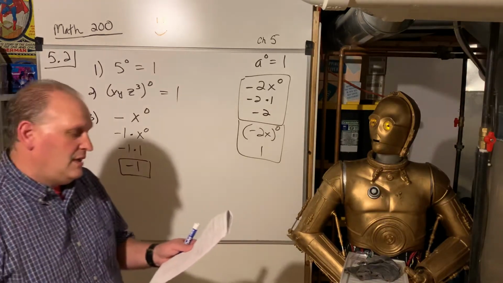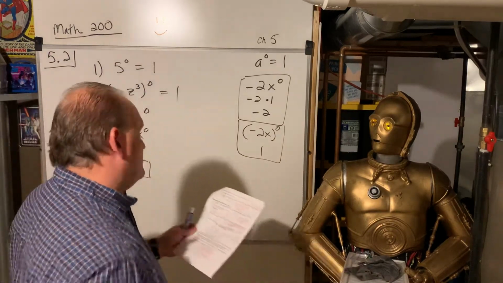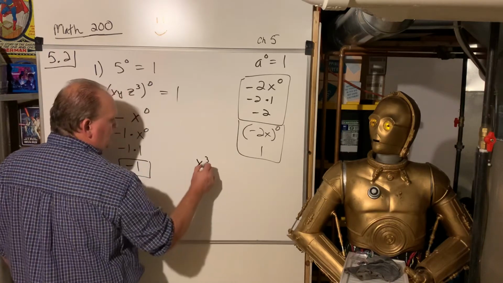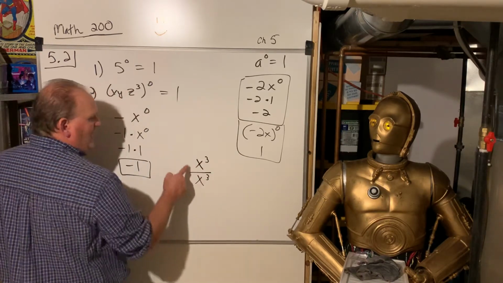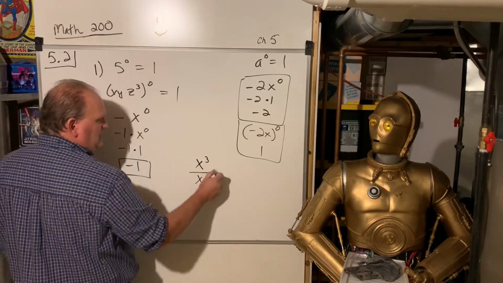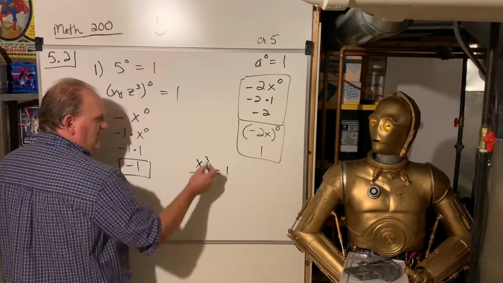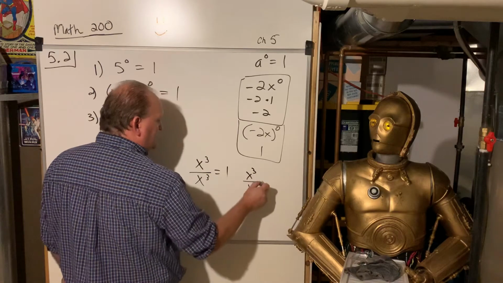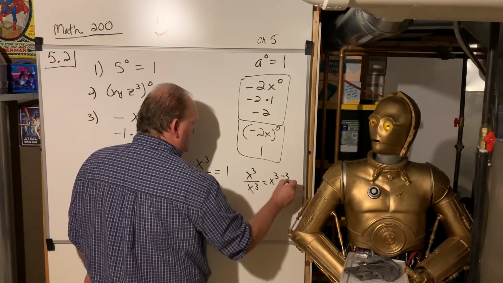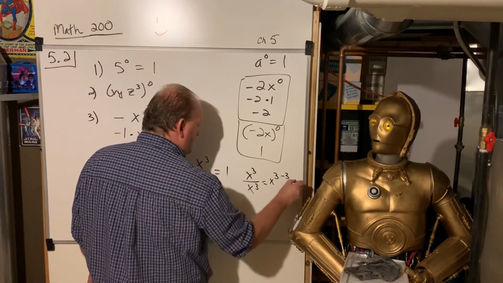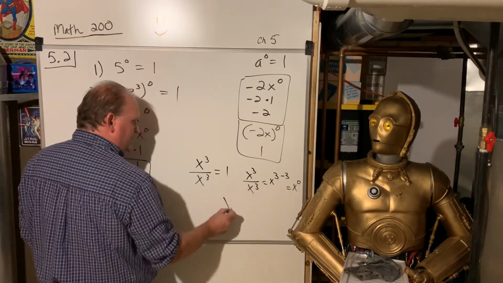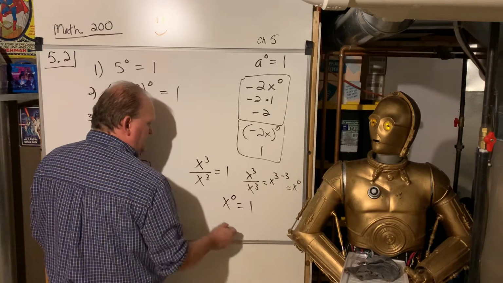Careful with that. And now you might ask yourself, why is anything to the 0 power 1? That's weird. Well, not really. Think about x to the third over x to the third. If I have the exact same thing on top and bottom, that's equal to 1. But I can also subtract exponents. When I'm dividing things with like bases, I can subtract the exponents. And so that would get me x to the 0. Well, if this is true and this is true, then that's true.